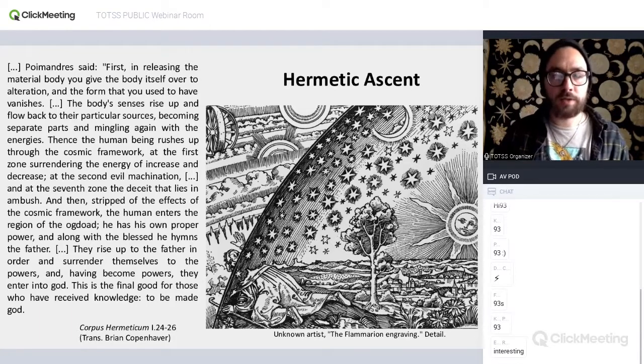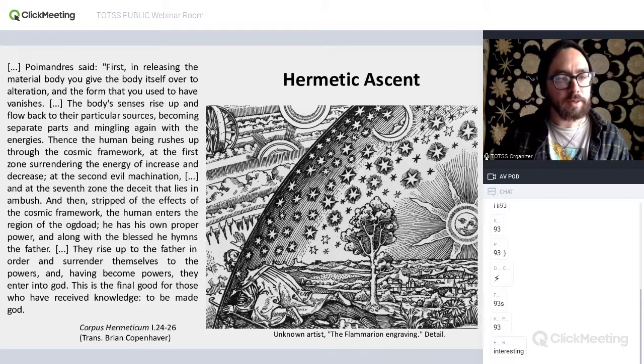All right, so it goes through all 7 up to Saturn. At the 7th zone, "the deceit that lies in ambush." So that's Saturn. "And then, stripped of the effects of the cosmic framework, the human enters the region of the Ogdoad." So this is the 8th sphere associated with the fixed stars. "He has his own proper power, and along with the blessed, he hymns the Father." Talking about God here.